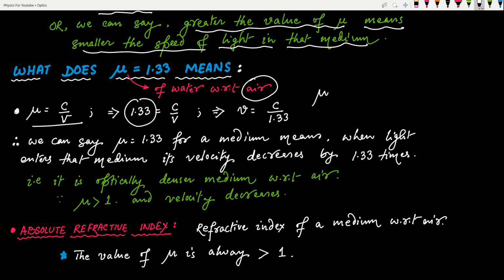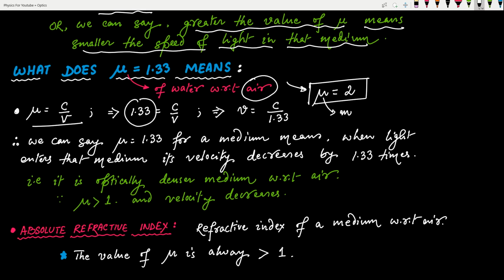The second information that we get from mu is this. Suppose it says that mu is equal to 2. What does this actually mean? Now mu means refractive index of a medium with respect to air. So this is the medium with respect to air, and it says the value is 2. That means the velocity of light in that medium is 2 times smaller than the velocity of light in air. This is the second meaning of refractive index.